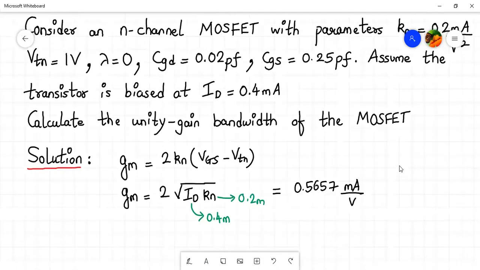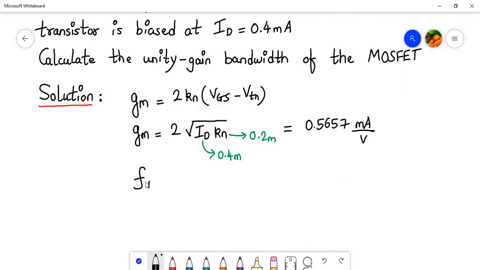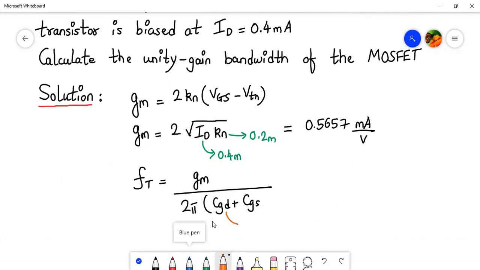And once we know the value of gm, we can easily calculate the unity gain bandwidth, which is fT equal to gm divided by 2π into Cgd plus Cgs. Over here Cgd and Cgs values are given. Let me just cross check. Yes, both the values are given to you. Cgd is given as around 0.02 pico, and Cgs value is given as 0.25 pico. And gm we calculated just now, it's 0.56 milli.